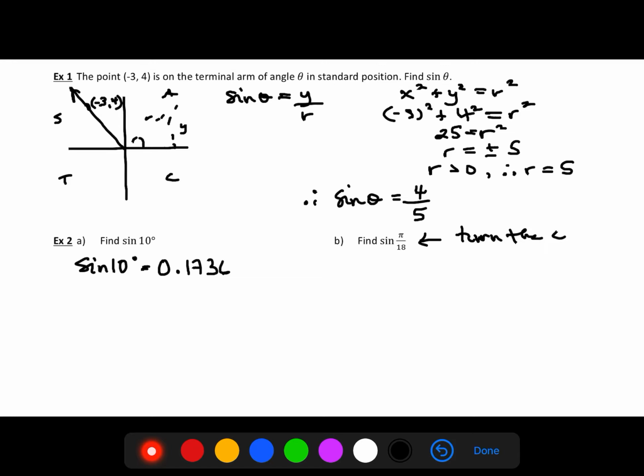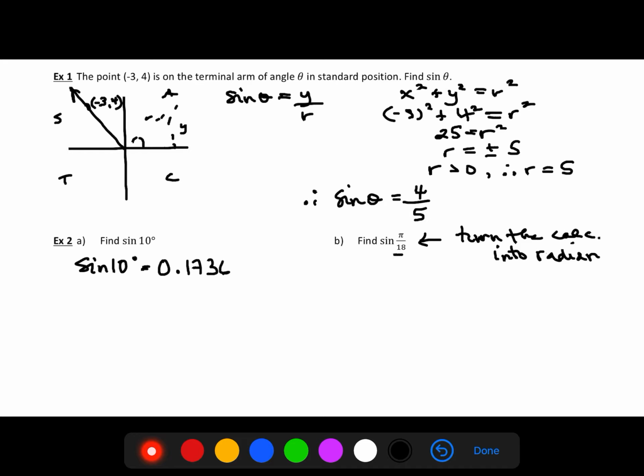We have to turn the calculator into radian mode. And we can do that. Most of you will have a DRG button, and you can just click that button to go between degrees, radians, and grads. Don't worry about grads. Some of you will have a mode button that you'll be able to switch back and forth between, but you do want to make sure that you can calculate this.